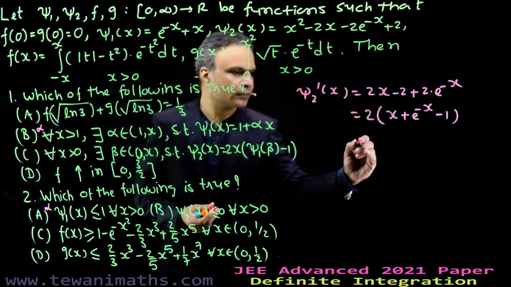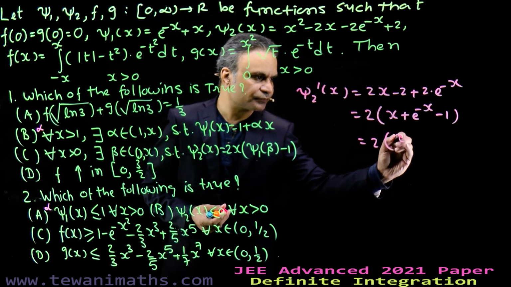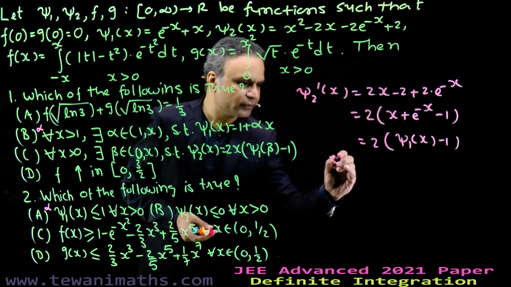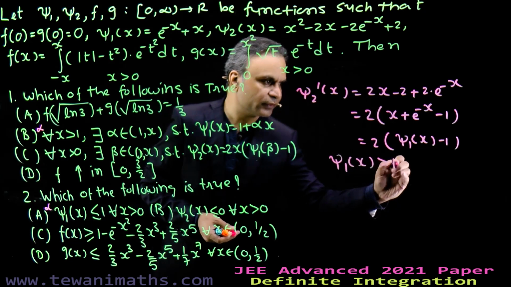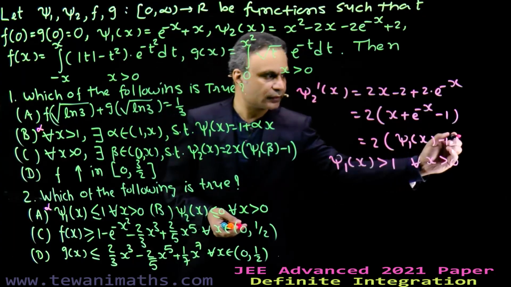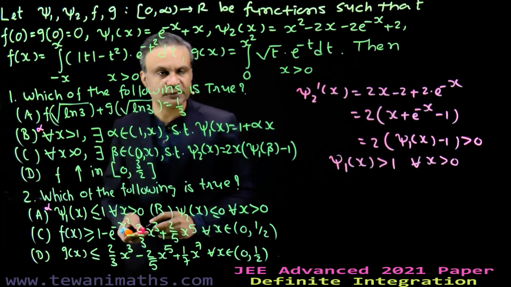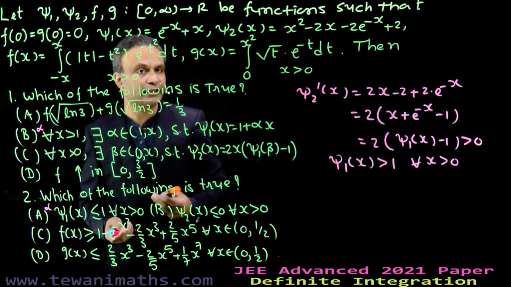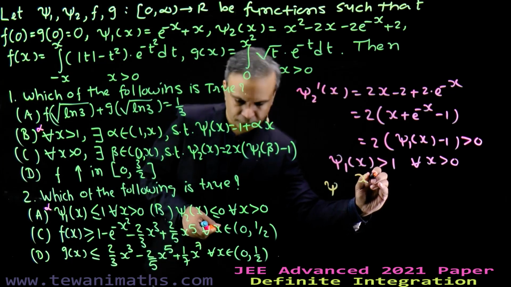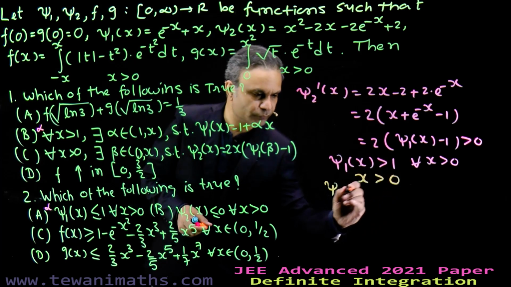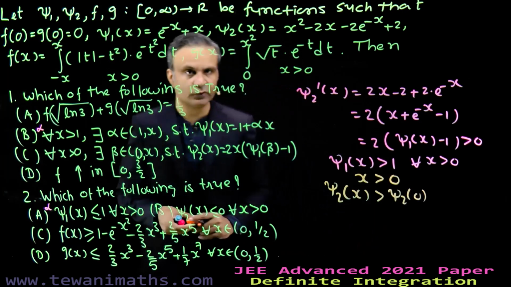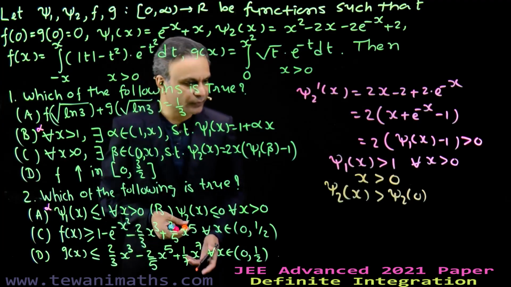Like here this is psi 1 x minus 1, and just now we proved that psi 1 x is greater than 1 for all x greater than 0. Okay, that means this is greater than 0. Derivative of psi 2x is positive, so psi 2x function is also an increasing function. For x greater than 0, we have psi 2x greater than psi 2 0. Okay, because function psi 2x is an increasing function.